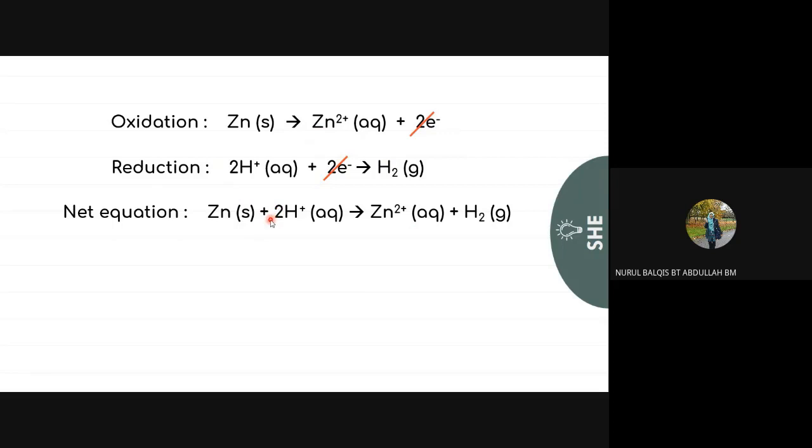Okay, now, do you have any electrode on your reduction reaction? Ada tak electrode kat sini? Electrode must be in solid state. Ada tak electrode? Tak ada. Tapi kalau nak buat cell notation, kena ada kan? Siapa kita punya electrode dalam SHE?